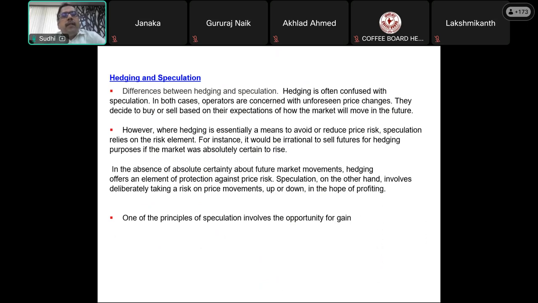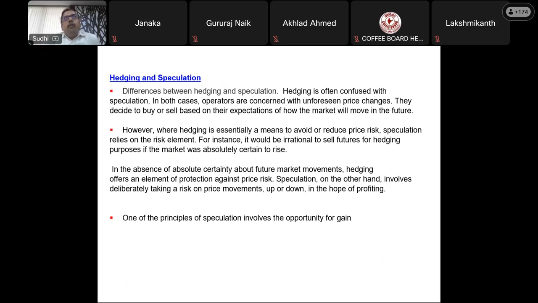Speculation relies on the risk element. For instance, it would be irrational to sell futures for hedging purposes if the market was absolutely certain to rise. But we never know that the market will go up or the market will come down. So in case of speculation, what happens is we buy a coffee and hold it. The price can go up, then you make money. The price will fall, you make a loss. So that means in speculation, the risk is very high and the companies can get bankrupt if their view is not in line with what the coffee has been bought.